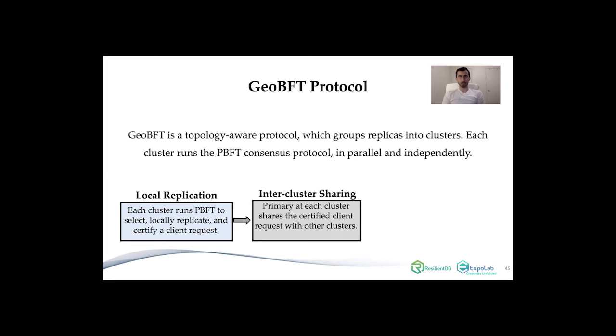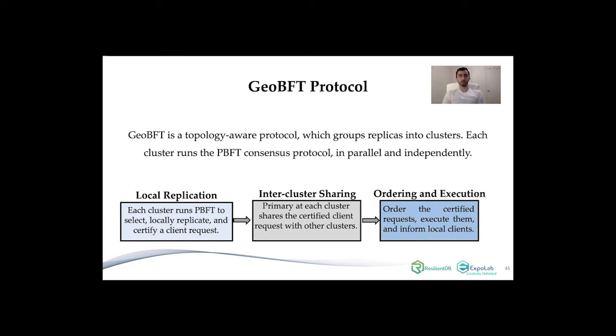After locally replicating a request, the primary of the cluster needs to share the certified client request with a commit certificate with the other clusters, so everybody has the actual request to execute and apply to their ledger. And the last phase is ordering and execution. Once all the clusters have the results of all consensuses of the clusters, they can execute and apply those transactions to their ledgers.